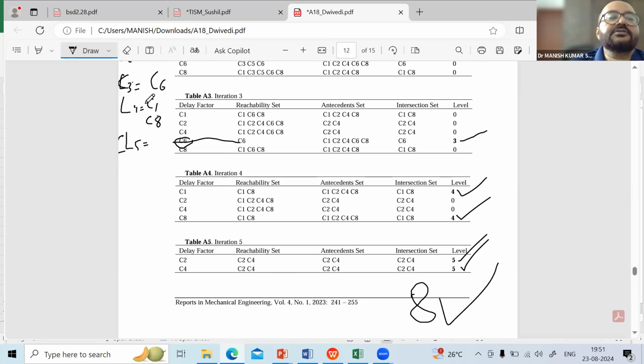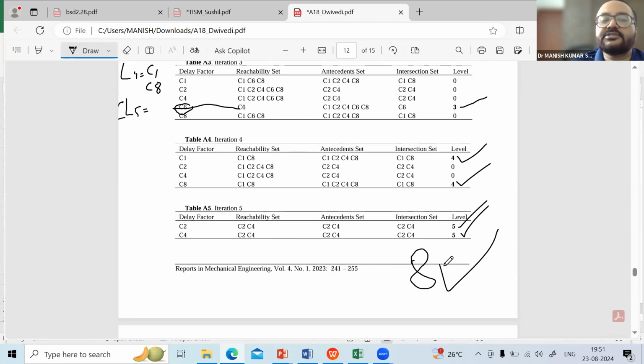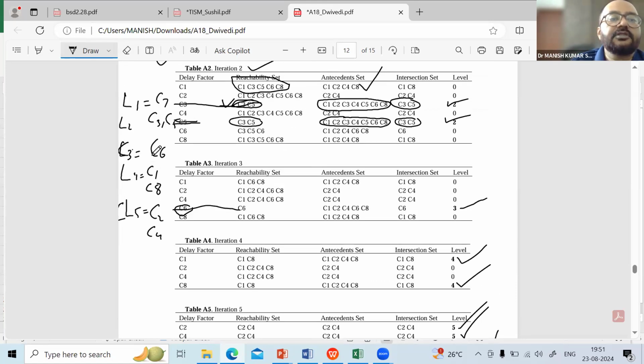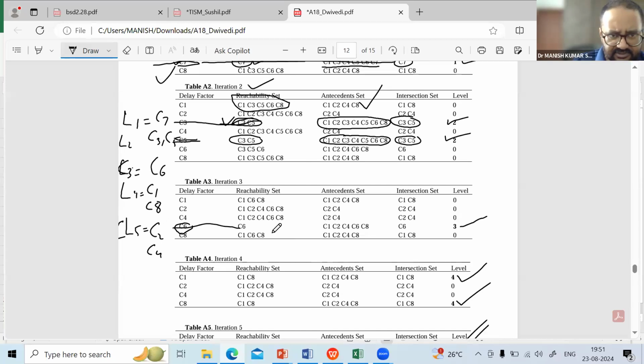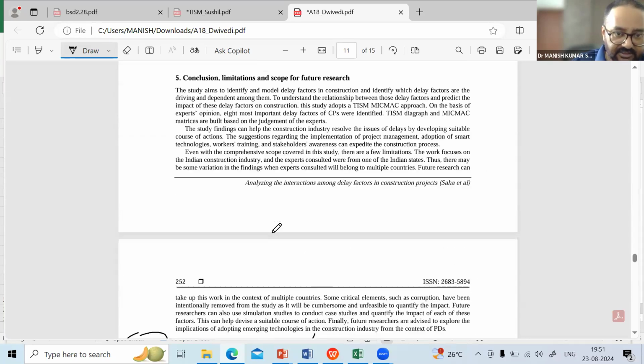Then level 5. Level 5 is what? C2, C4. So C2, C4, that is level 5. So how many have we got? We've got all: 1, 2, 3, 4, 5, 6, 7, 8. All. So now it is time to create a diagram.